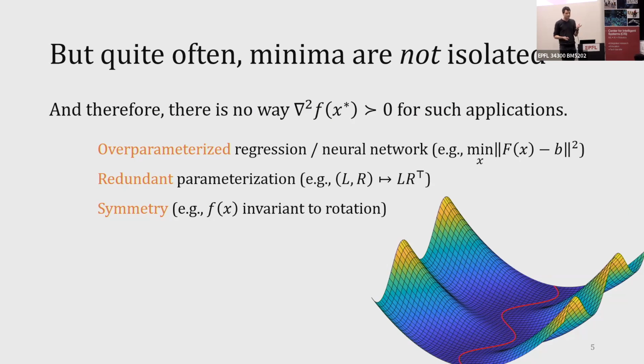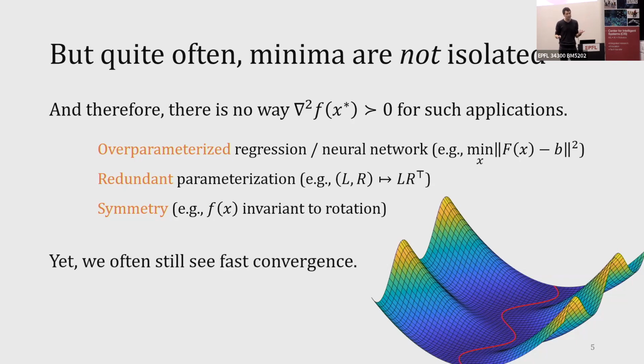Now, where the story becomes a bit more interesting is that, on the one hand, it's true that if the Hessian is not positive definite, you could have deteriorated convergence rates, and there's this simple example, x to the 4, which shows that. On the other hand, if the minimizers are not isolated, the Hessian cannot be positive definite.